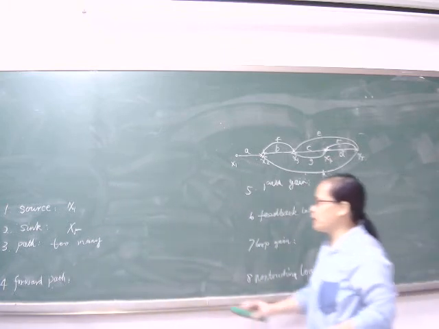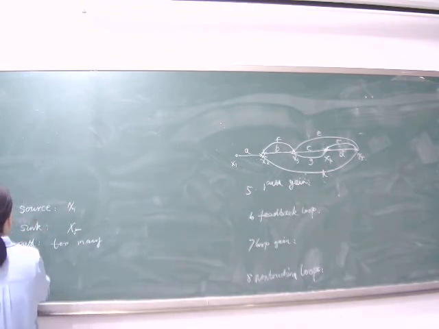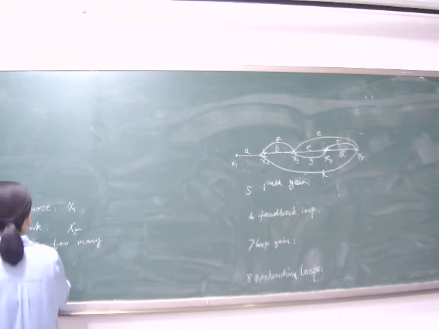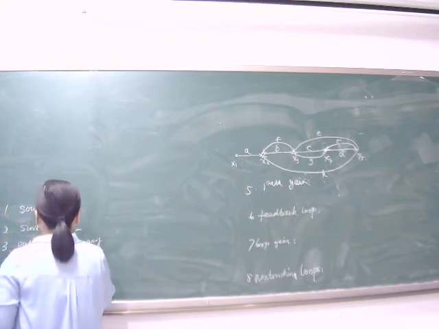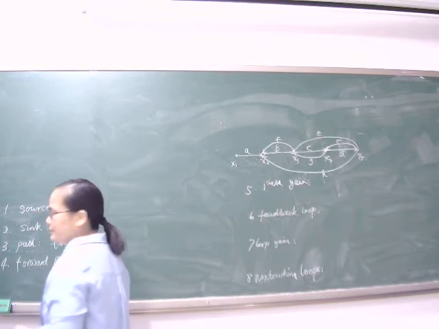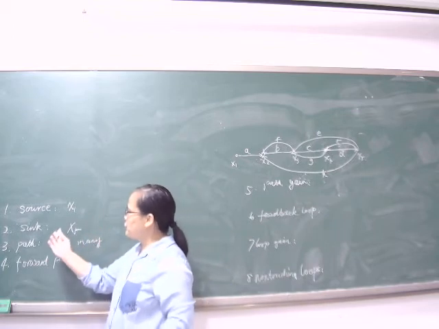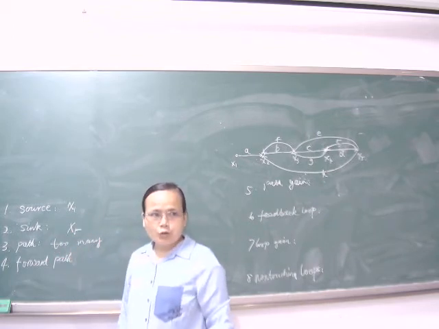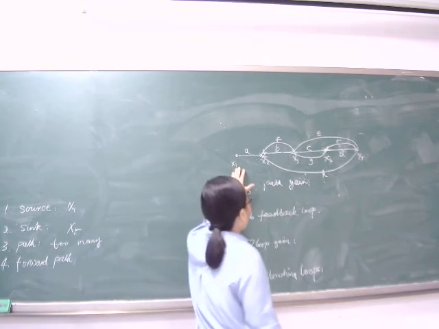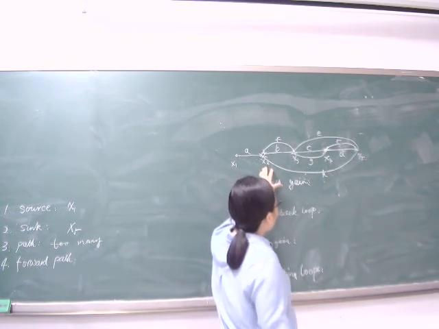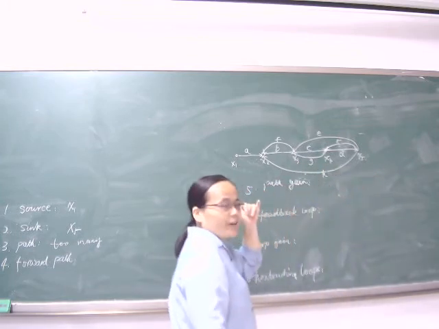The forward path, how many? What's the forward path? Forward path is from source to sink. You can see here. X1, X2, X3, X4, X5 is the forward path.